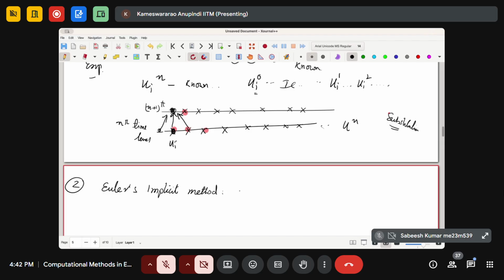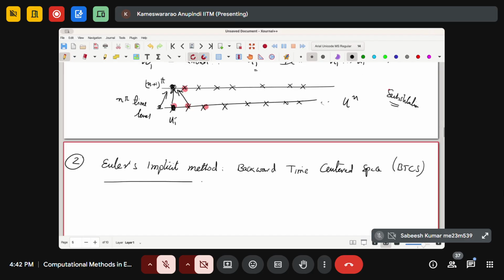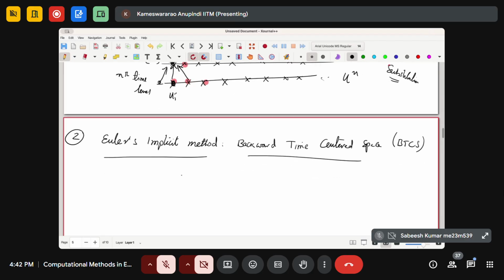Okay, which is known as the backward time and centered space, or BTCS. So this is backward time center space. Again, we have this equation ∂u/∂t equals alpha ∂²u/∂x².